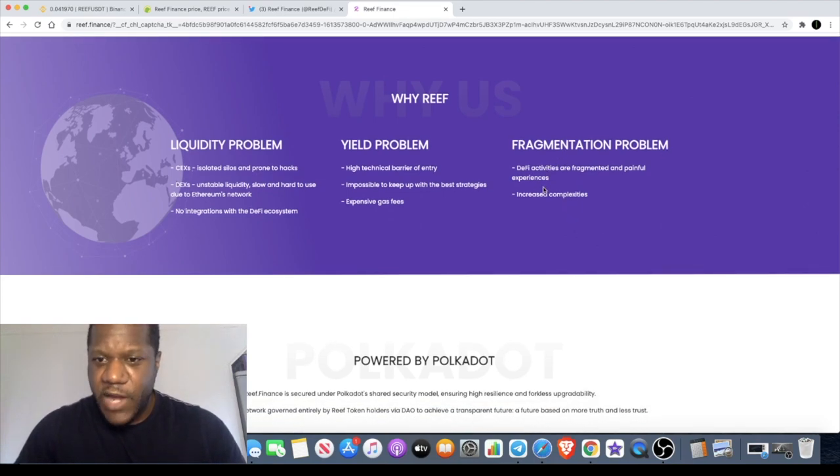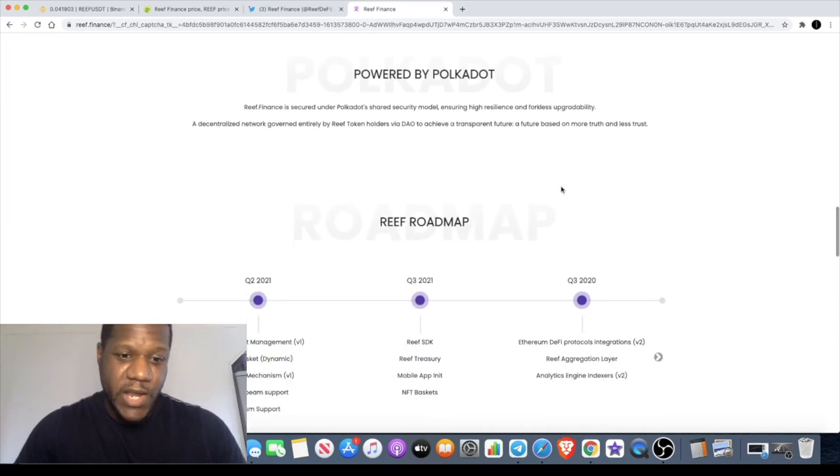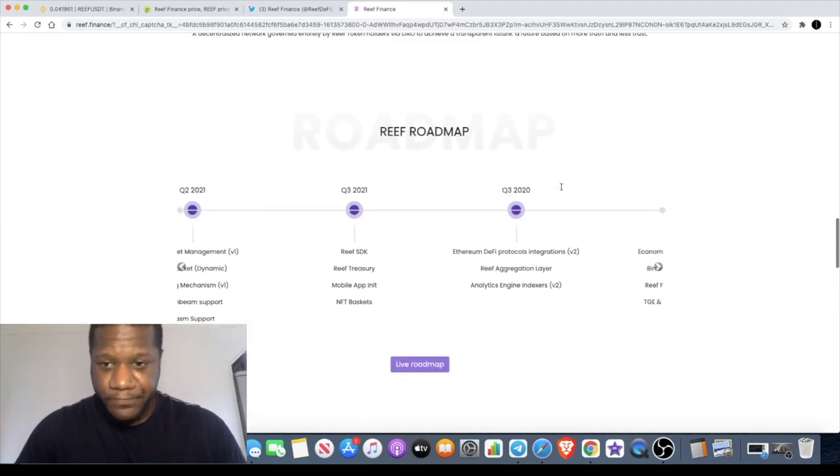Finally, DeFi activities are fragmented and painful experiences, with increased complexities. Now, I don't actually know what fragmentation is. If you do know what that is, let us know in the comments as well.